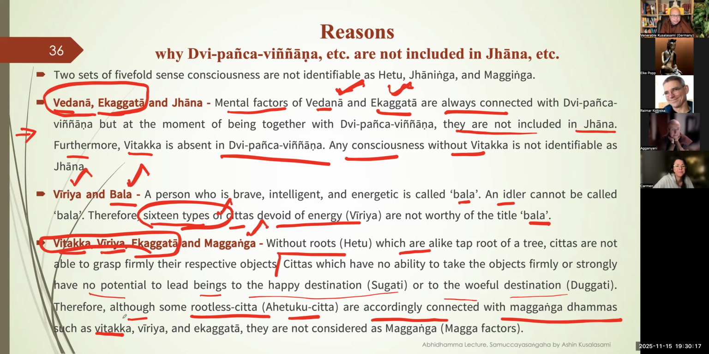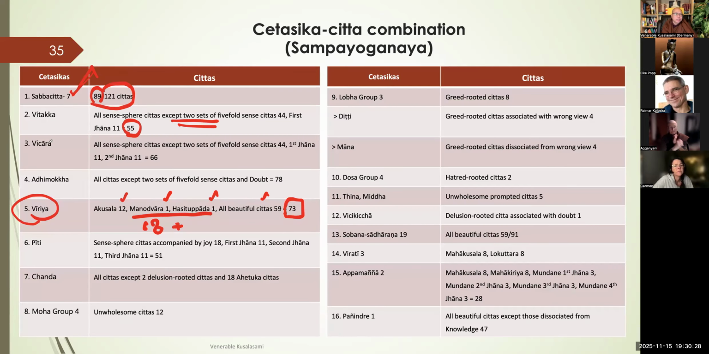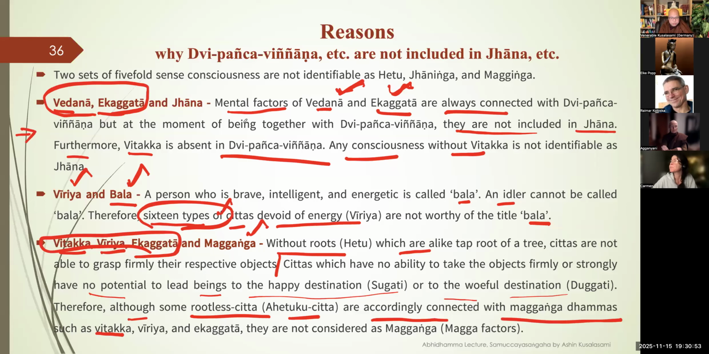Vitakka, here it is stated: although some rootless citta are accordingly connected with Maggaṅga dhamma, for example Vitakka, out of the 18 rootless consciousness, only 10 are excluded. So another 8 are connected with the Vitakka. I hope you see that. Even though those 8 consciousness are connected with the Vitakka, they are not Maggaṅga.